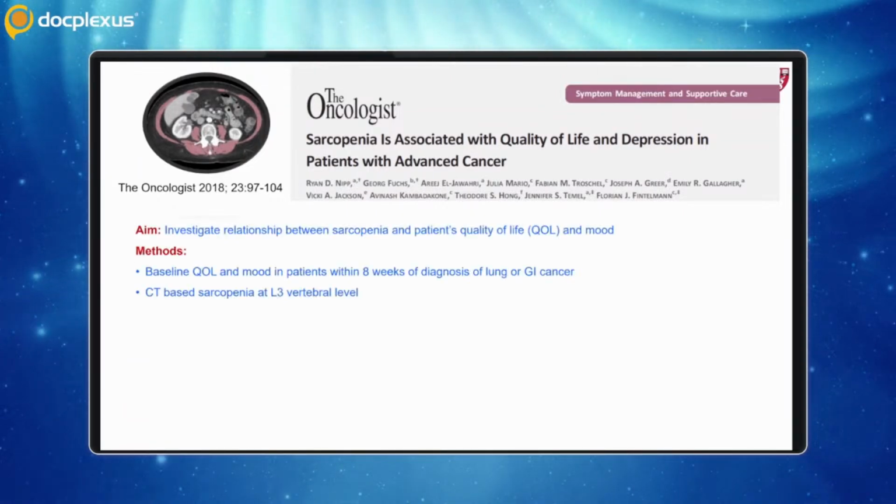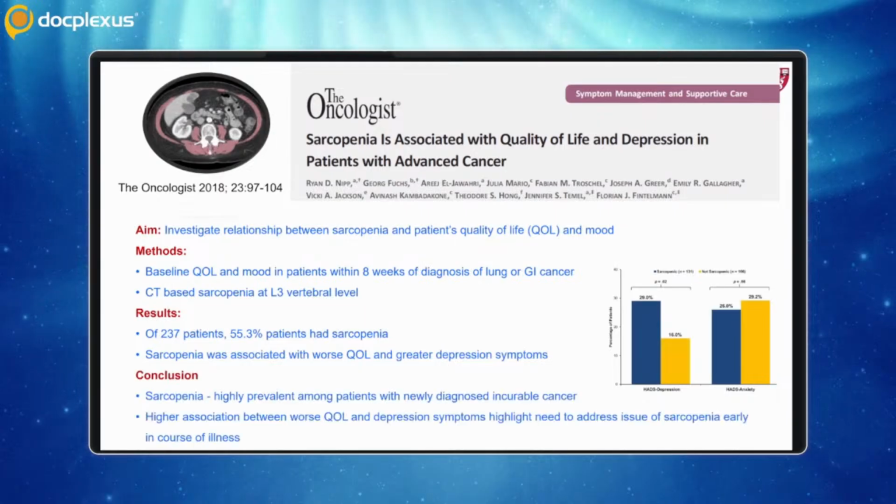And what we found was that sarcopenia on imaging was highly prevalent in patients with newly diagnosed incurable cancer, including pancreatic cancer, and there was a higher association between worse quality of life and depression symptoms in those patients who had sarcopenia, highlighting the importance of addressing the issue of sarcopenia early in the course of illness. The second element of quantitative imaging I want to focus on is radiomics.